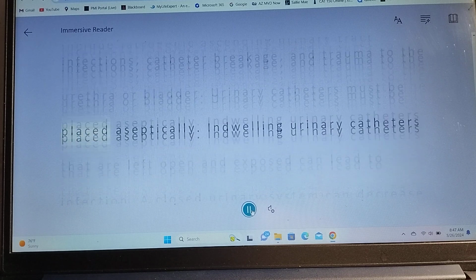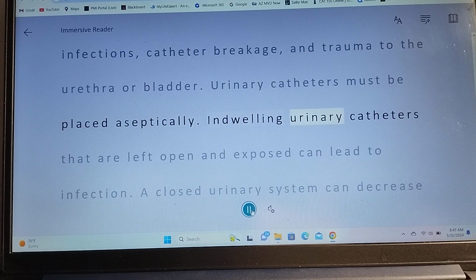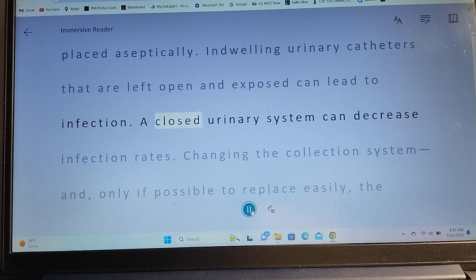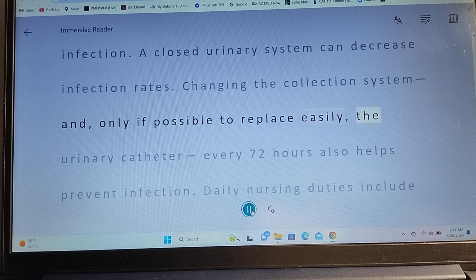Urinary catheters must be placed aseptically. Indwelling urinary catheters that are left open and exposed can lead to infection. A closed urinary system can decrease infection rates. Changing the collection system and, only if possible to replace easily, the urinary catheter every 72 hours also helps prevent infection.